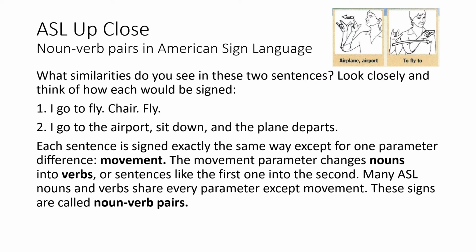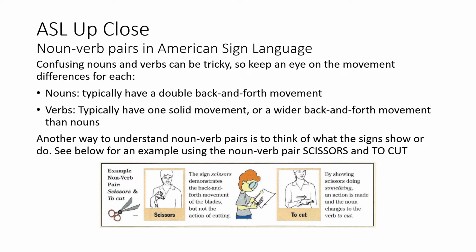Each sentence is signed exactly the same way except for one parameter difference, movement. The movement parameter changes nouns into verbs, or sentences like the first one into the second. Many ASL nouns and verbs share every parameter except movement. These signs are called noun-verb pairs. Nouns and verbs can be tricky, so keep an eye on the movement differences for each.